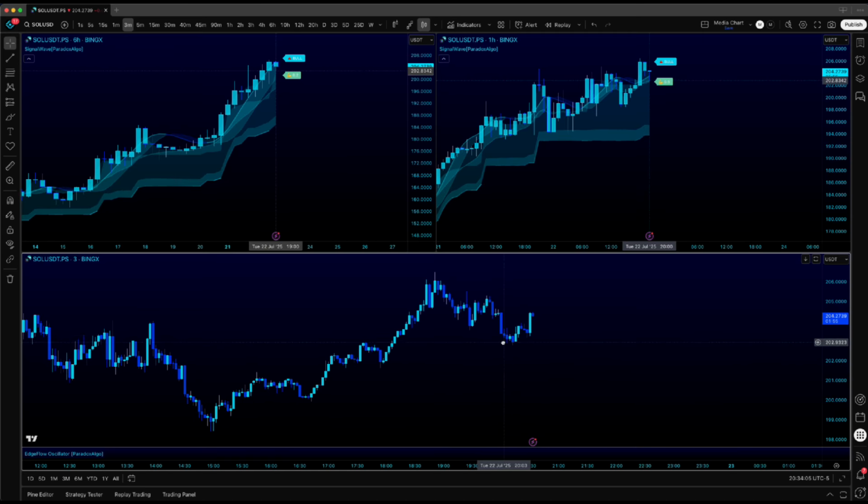Here's where the real edge comes in, and this is advanced level stuff. The multi-timeframe analysis I just showed you is foundational, but when you start layering in other premium indicators, that's when you get surgical precision on your entries and exits.